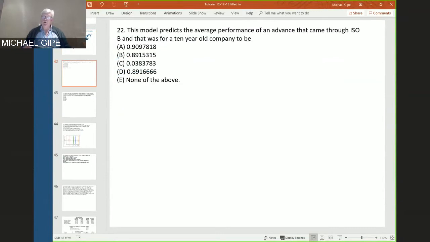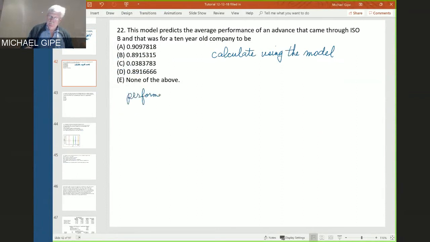How about 20? This model predicts the average performance of an advance that came through ISO B and that was for a 10-year-old company to be what? Well, we can clearly calculate the right answer here. Calculate using the model. And so performance equals the intercept, 0.8714, plus the coefficient of years, 0.02, times the number of years, which is 10.